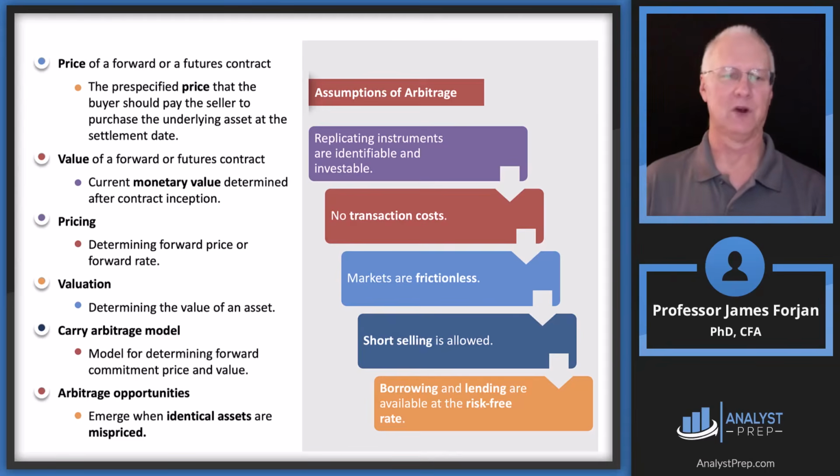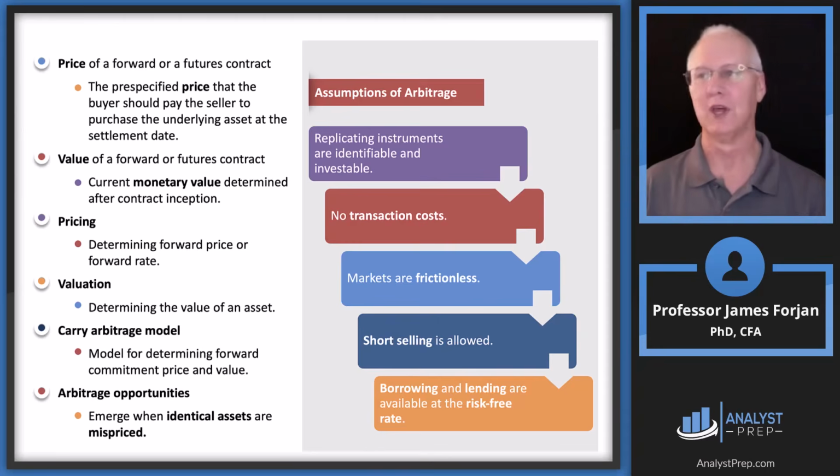Now, look at that last arbitrage definition down there. This is the simplest of all kinds of definitions, that these emerge when identical assets are mispriced. In other words, you have the price of one asset in a market and the price of an asset in a different market, and they ought to be the same, or at least their present or future values ought to be the same.